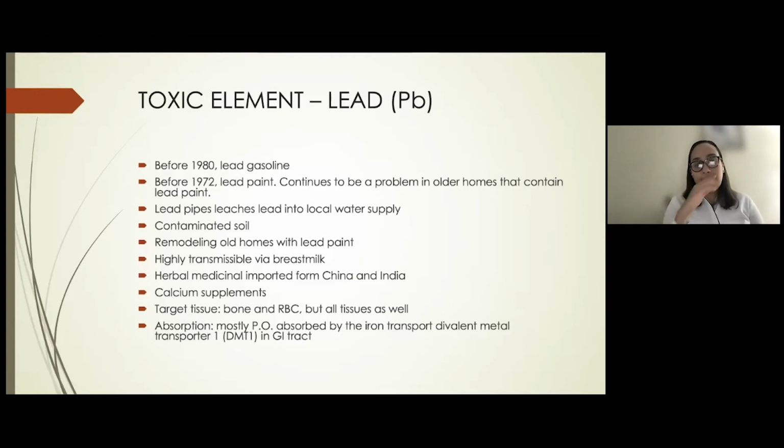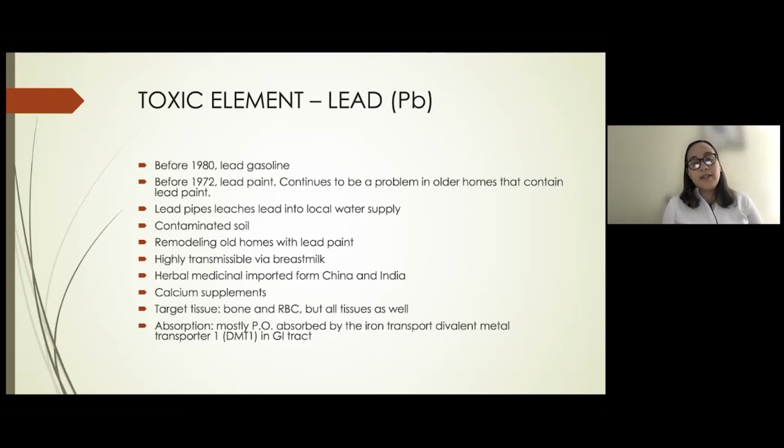And this is obviously very common for children, who chip the paint off and get lead toxicity. And then lead gasoline, although it hasn't been used since the 1980s, there's some suspicion that it's still within the highways and still heavily polluting. Lead pipes obviously leach into the local water supply. So old lead pipes that haven't been updated, contaminated soil, remodeling old homes is a huge exposure, right? It's also highly transmissible via breast milk.